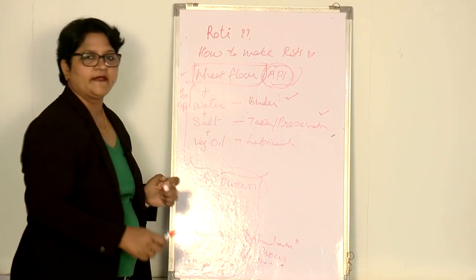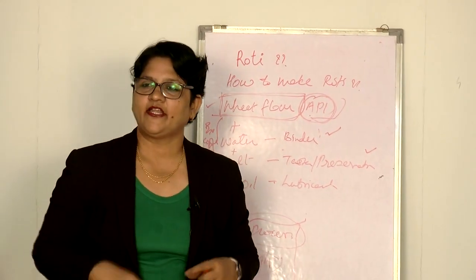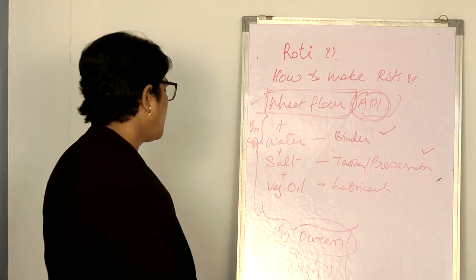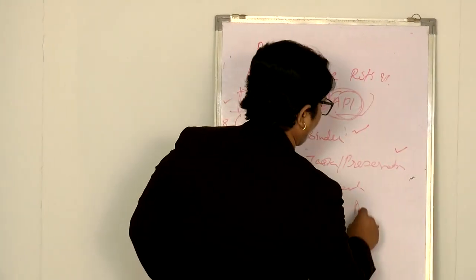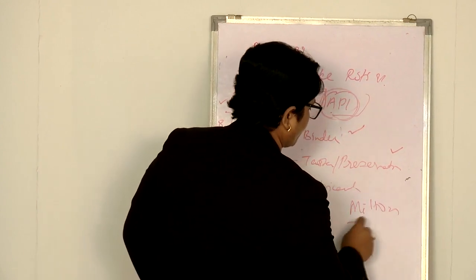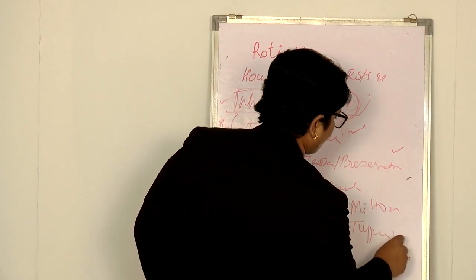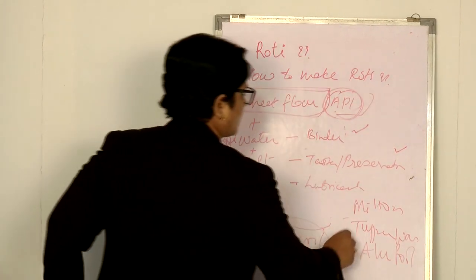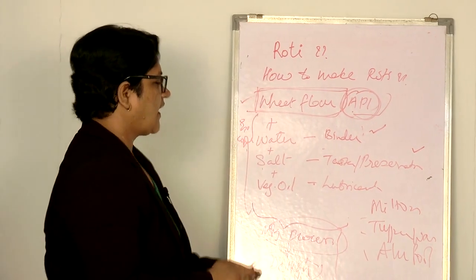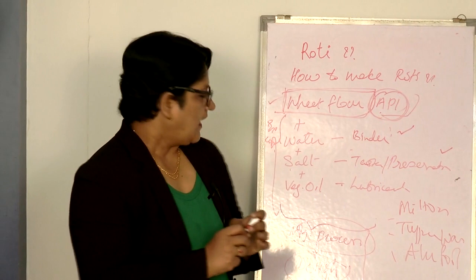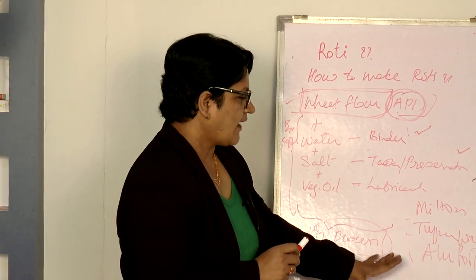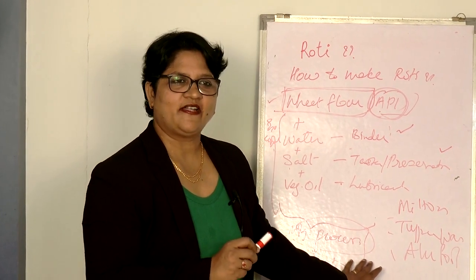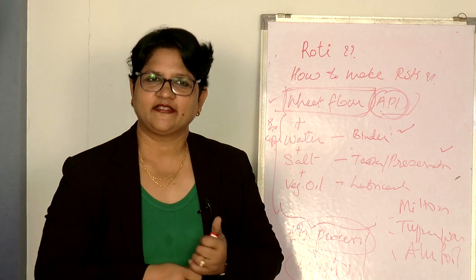Once you make the roti, that roti can be packed into different packaging materials. Like in our case, we generally pack into Milton or Tupperware, right? Or you can pack into aluminium foil as well. So there are different packaging materials wherein you can pack your roti, correct? Then once you pack, what happens? It will remain stable. So you have to conduct the stability data.